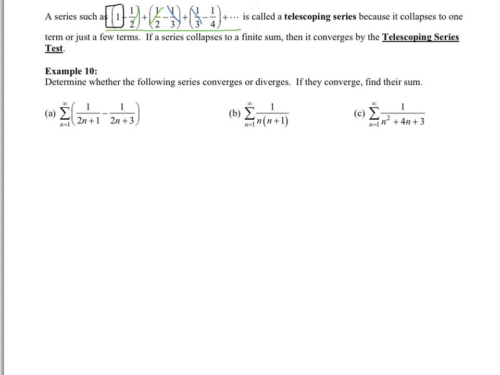So example 10, part A. We're going to look here. We have this series as n goes from 1 to infinity of 1 over 2n plus 1 minus 1 over 2n plus 3.